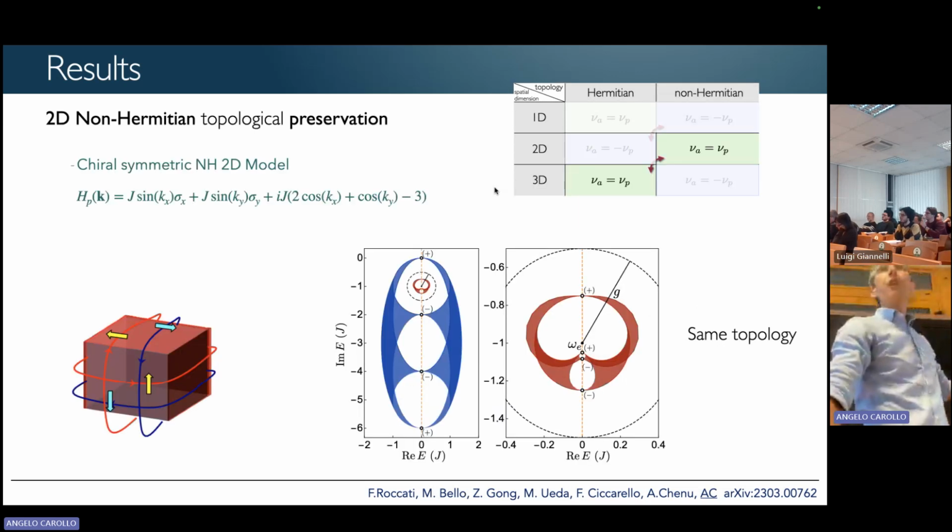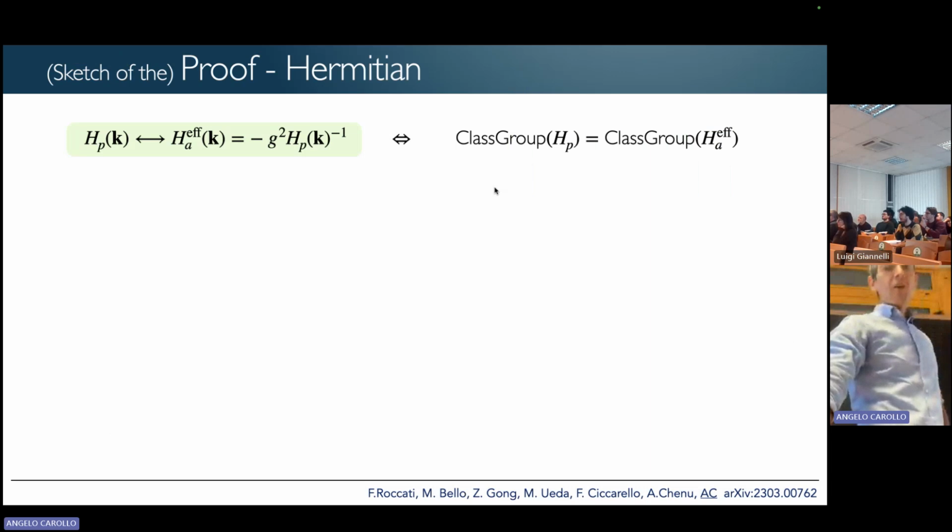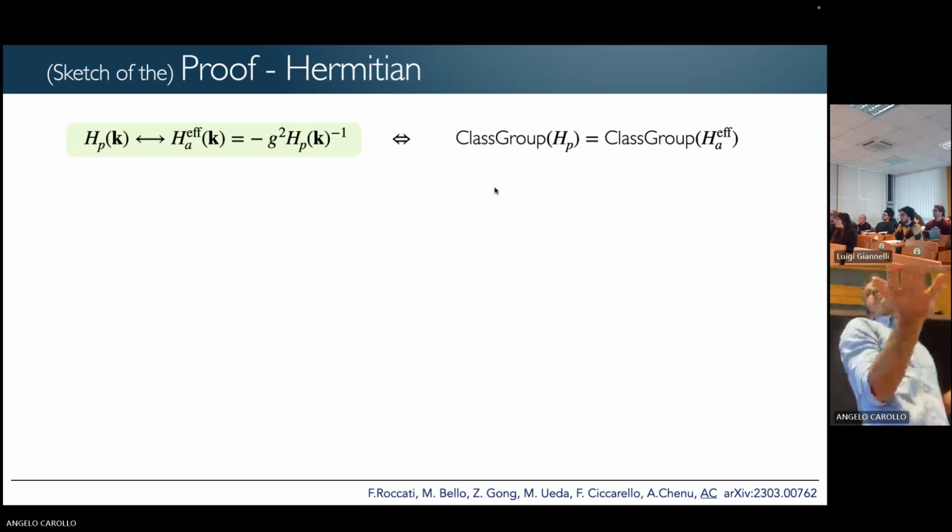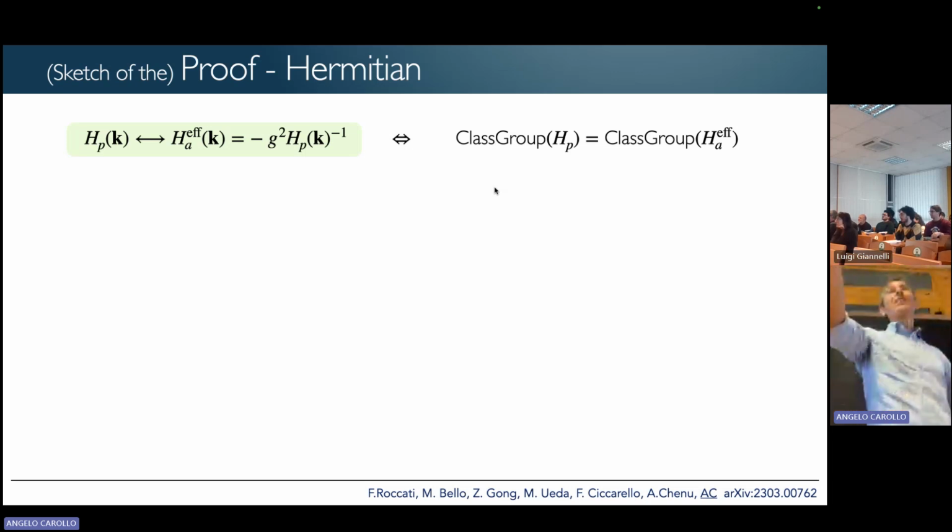You can play also in 2D, but don't worry, let's keep it. If you want, I can give you a sketch of the proof and why this is happening. I don't know, it's up to you. It's just one slide and we finish.